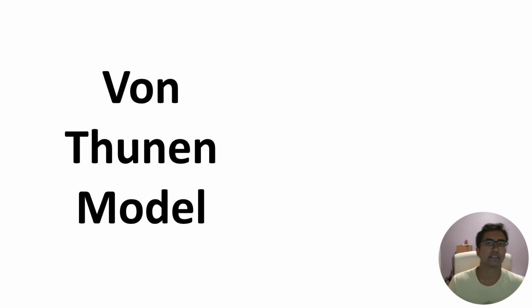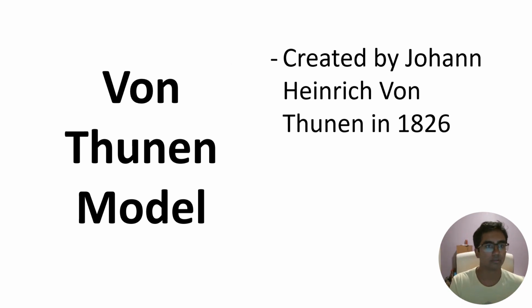And welcome to today's lesson, which is all about the von Thunen model in AP Human Geography, Unit 5. So, what we need to know about this model is that it was created by Johann Heinrich von Thunen in 1826, and we have to remember that it was created in the 1800s, which means that it accounts for a lot different circumstances than the ones that we have today.